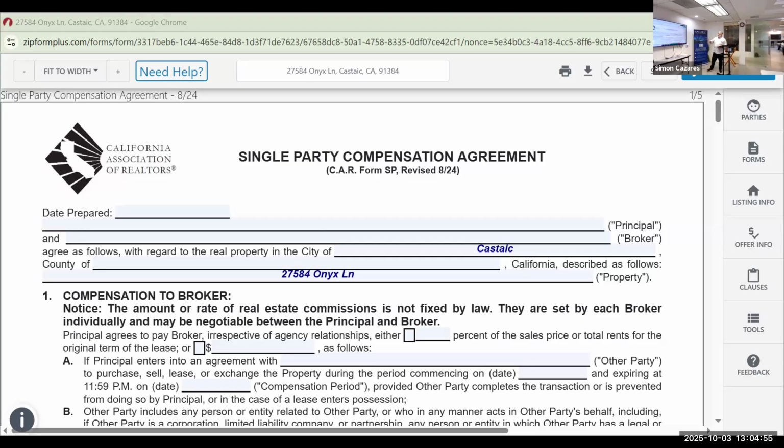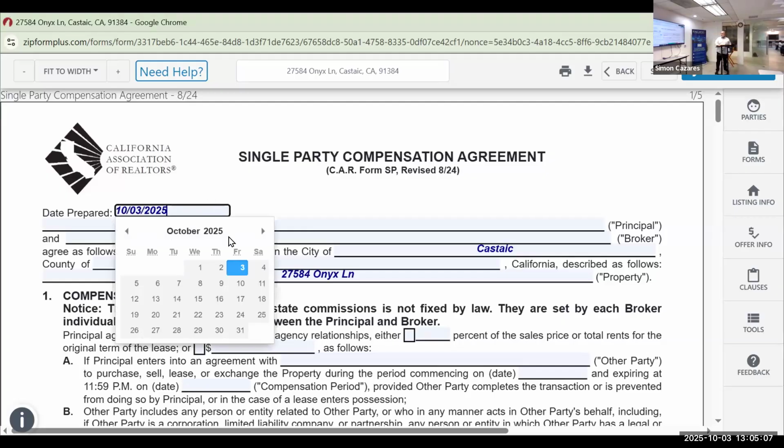You start off with the date of preparation. That's the date that you actually start working on the document. That's not the date necessarily where you're going to have signatures, but when you actually start creating the actual form, right? So that's going to be here.